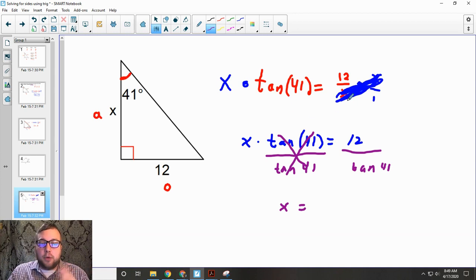by tan of 41. Now, some of you guys might be able to pick up the moves pretty fast and be like, oh, this is just what I'm going to have to do. Well, whatever. I just like this process because this is how it works.